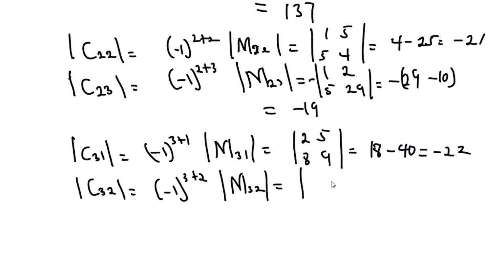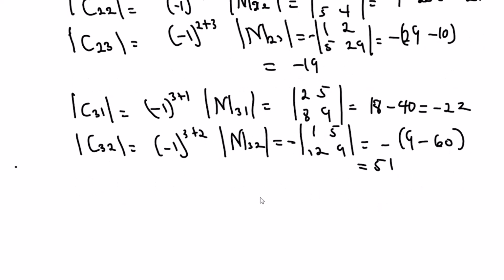Then that will give us, so this is odd, we are going to get negative there. So 1, 5, 12, 9. Then we have negative 9 minus 60. Then our answer is positive 51.